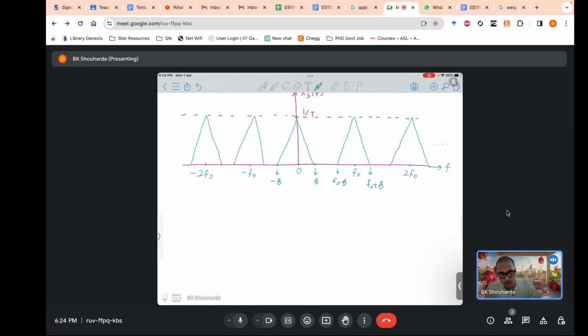What condition should be ensured? This frequency should be lesser than this frequency. What am I saying? B must be lesser than f naught minus B. In that case, the ending point is before the starting point of the next spectrum, so there is some gap between these two. So what does it mean? f naught must be greater than 2B.